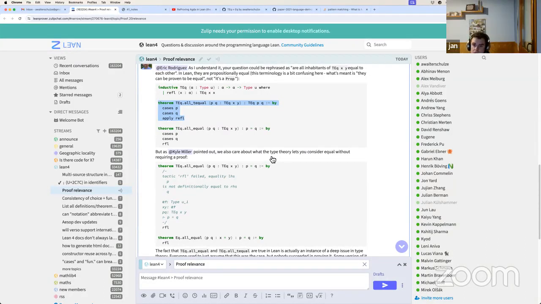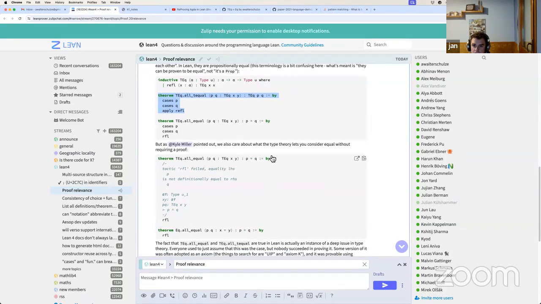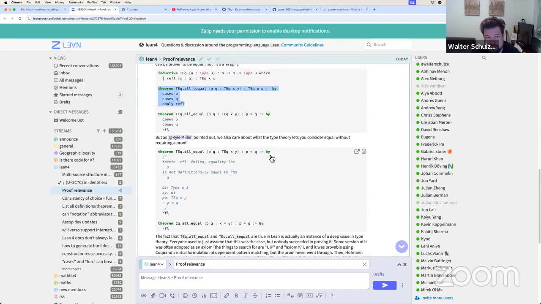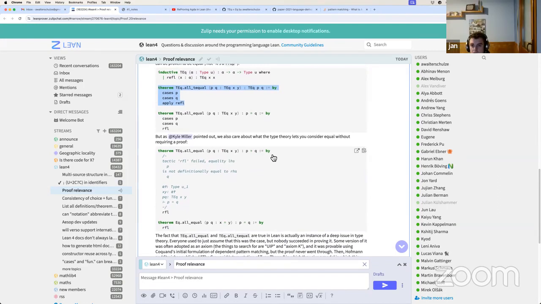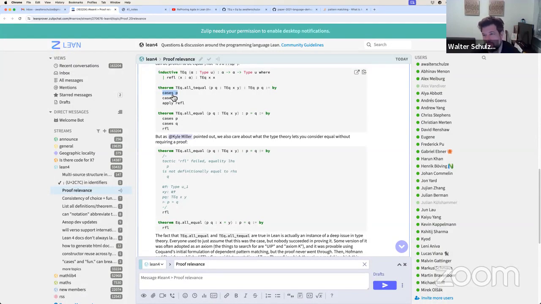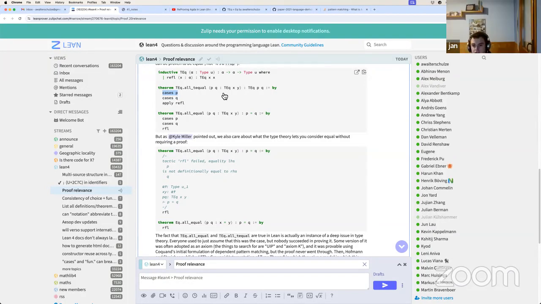So in these two theorems above, are we using the fact that there is uniqueness of proof and therefore we can pattern match on it, or is something different? Because we're pattern matching on it, right? By using cases. This is the thing I wasn't able to do, but it's clearly possible to pattern match on P, which is TEQ. And this doesn't require K.